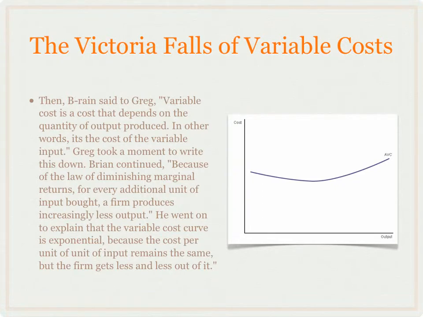Then B-Rain said to Greg, variable cost is the cost that depends on the quantity of output produced. In other words, it's the variable cost of input. Greg took a moment to write this down. Brian continued, because of the law of diminishing marginal returns, for every additional unit of input bought, a firm produces increasingly less output. He went on to explain the variable cost curve is exponential because the cost per unit of input remains the same, but the firm gets less and less out of it.